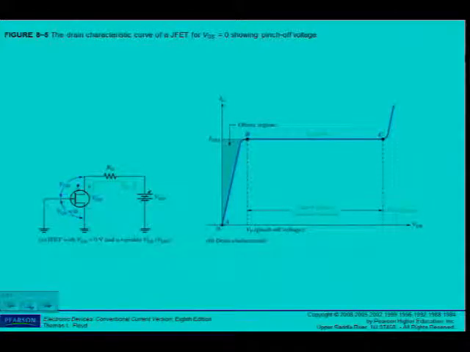Remember, that's my drain and my gate and my source. So VGS, the gate is connected to ground, so I can see that VGS is equal to 0. This is produced by shorting the gate to the source, as in figure 8.5a, where both are grounded. As VDD and thus VDS is increased from 0 volts, ID will increase proportionally, as shown in the graph of figure 8.5b, between points A and B.